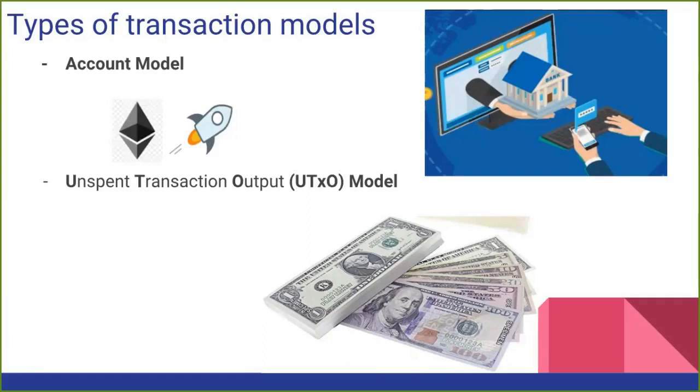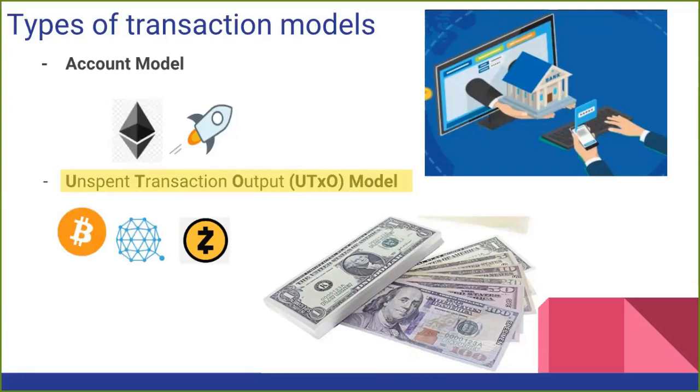So which blockchains are using UTXO? Bitcoin, Zcash, etc. Of course, we want to focus on the UTXO. We want to understand how its data structure looks like.